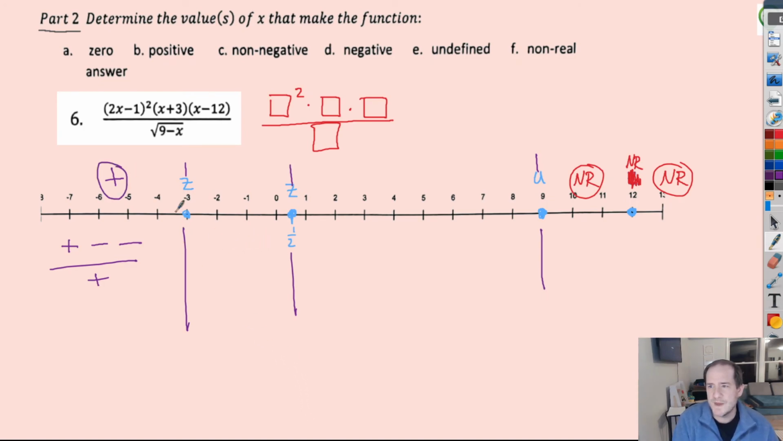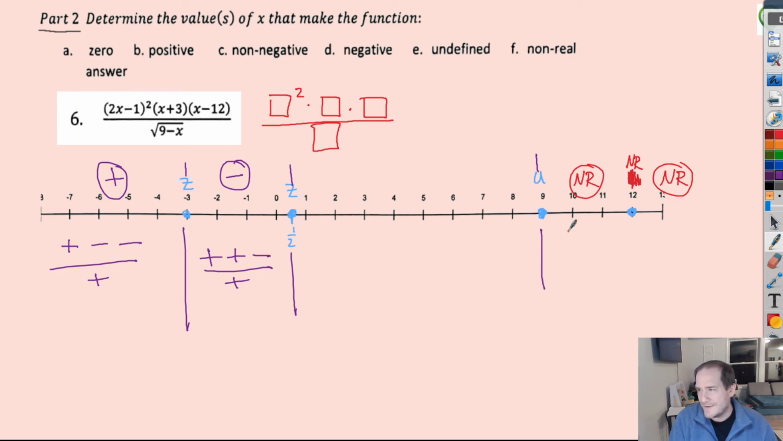Next region, I'm bigger than 3 now, so the x plus 3 will be positive now. The x squared thing will be positive. Taking away 12 though, that won't be positive until we get all the way out here to 12. So that guy's still negative. And the radical's still positive. So it looks like I'm negative on this interval.